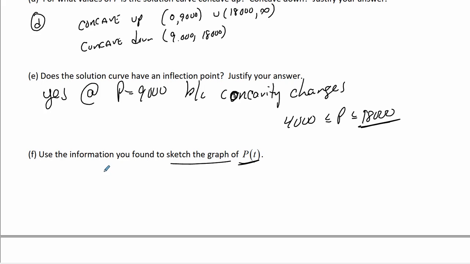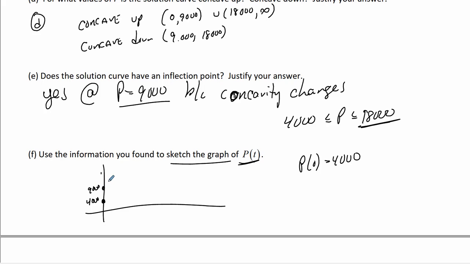So here's what I'm going to do. I am going to draw a graph. It's a couple things. One, it said p of 0 is equal to 4,000. That was in the problem. So that means some value that's at 4,000. When t is 0, you get 4,000. What happens? Well, we know concavity changes at 9,000, so I'm going to make a dot here at 9,000. And then up here is 18,000.